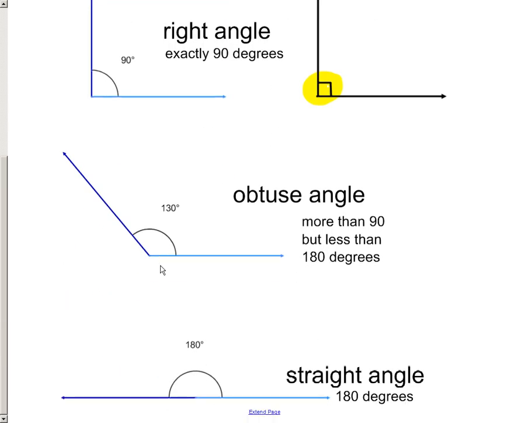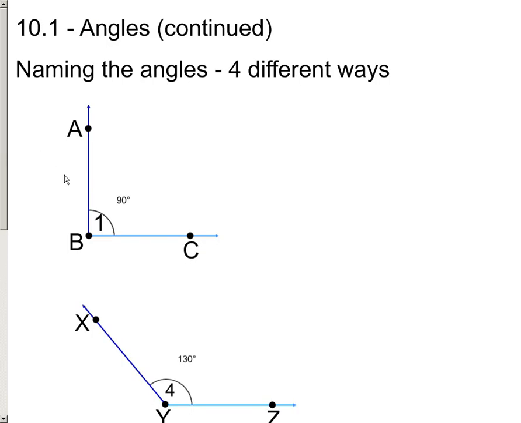Anything that's bigger than 90 degrees but less than 180 is obtuse. So it looks like it's bigger. When it's exactly 180 degrees, we call that a straight angle. That part should be pretty straightforward and review at this point. When we start talking about naming the angles, there's 4 ways that we can name any angle, and it's not the hardest thing in the world to do.